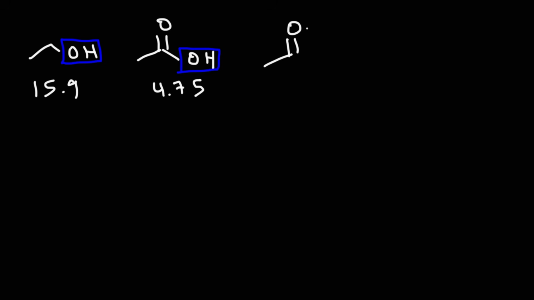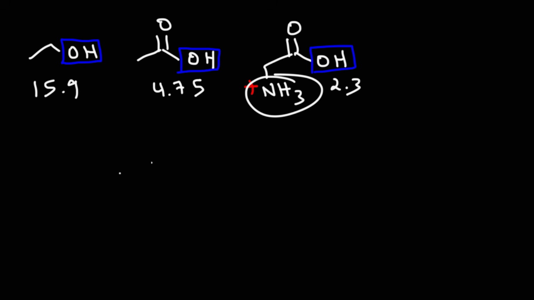Now, if we were to add an amino group to the alpha carbon, the combination of a carboxylic acid and an amine is an amino acid. So this is one of the simplest amino acids, known as glycine. The pKa of the OH group is 2.3 for glycine. And we know for a typical ammonium group it's around 9 to 11, but for this one it's about 9.9.